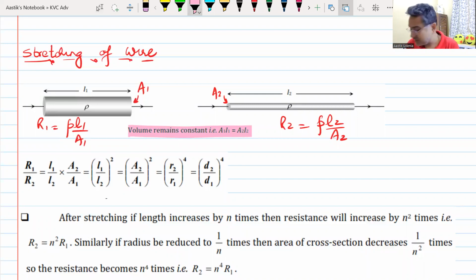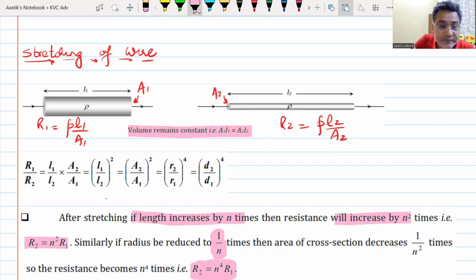Similarly, you can note down in this fashion also. If the length is increased by n times, the resistance will increase by n square times. We can get it from that relation. If the radius is reduced by 1 by n times, the resistance will become n raised to the power 4 times. Do we understand this? Yes, sir.